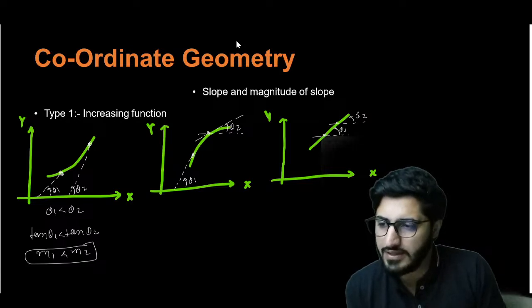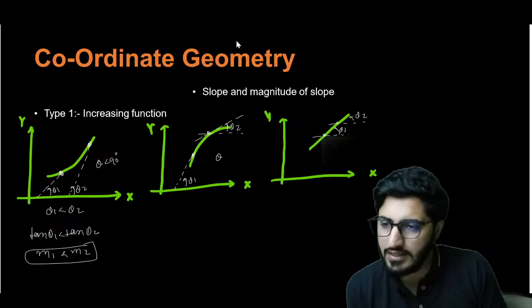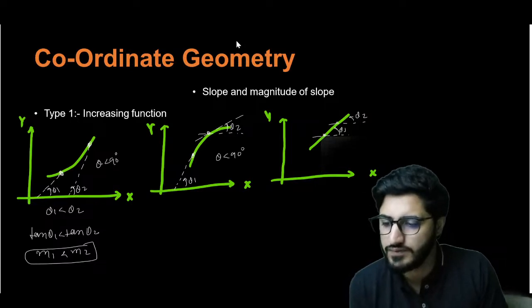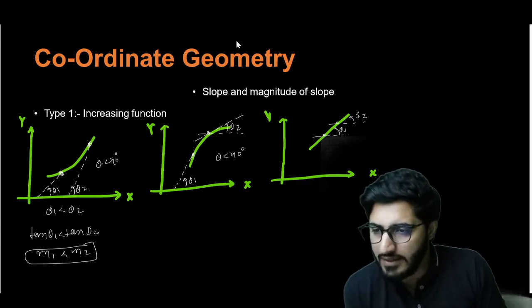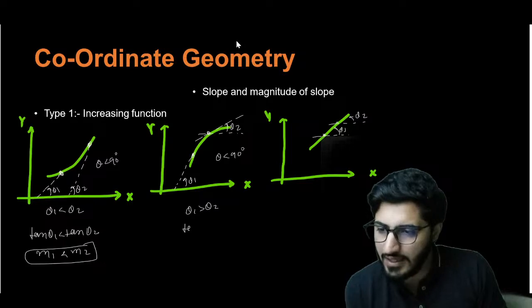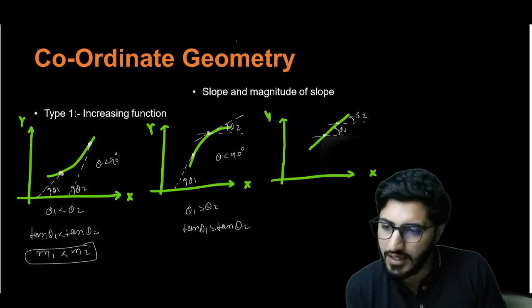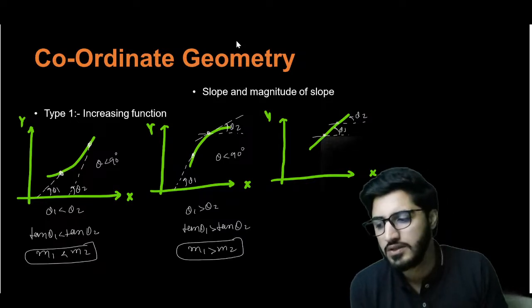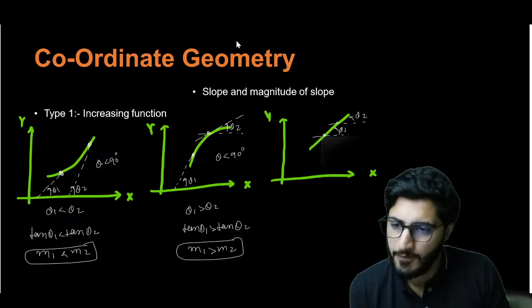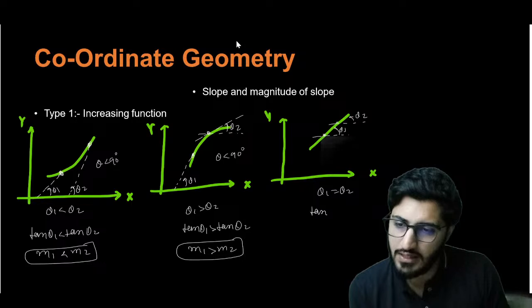And in second case also, firstly you have to remember my theta is less than 90 degree in this case. Also in this case my theta is less than 90 degree. Clear? Now look, my theta 1 is greater than theta 2. So I can write tan theta 1 is greater than tan theta 2. So I can write m1 is greater than m2. This one, theta 1 is equal to theta 2, so this is basically tan theta 1 is equal to tan theta 2.